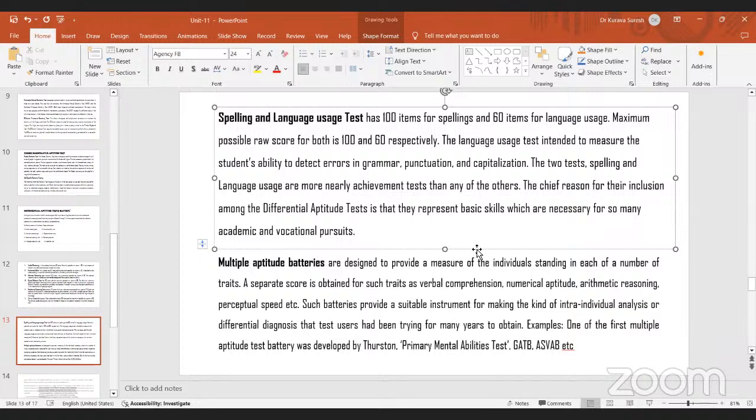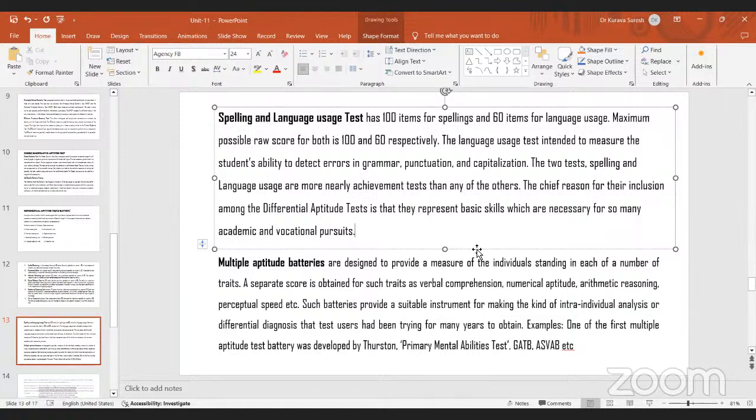The language usage test has 100 items in total; 60 items are language usage, and the maximum possible score is 100 to 60 respectively. The language items measure the student's ability to detect errors in grammar and usage. The two tests of spelling and language usage are more like achievement tests than aptitude tests.